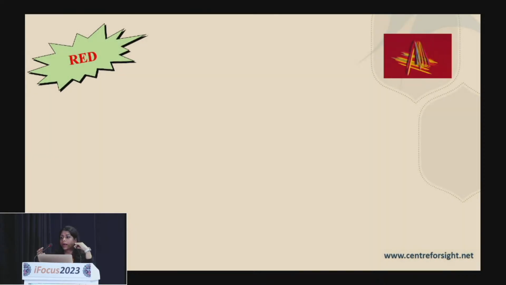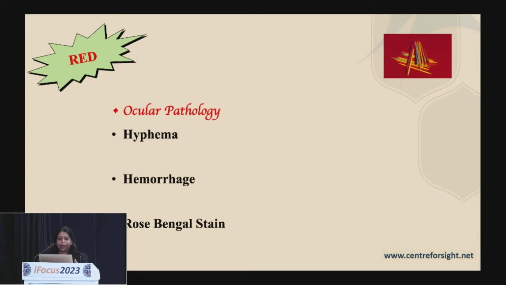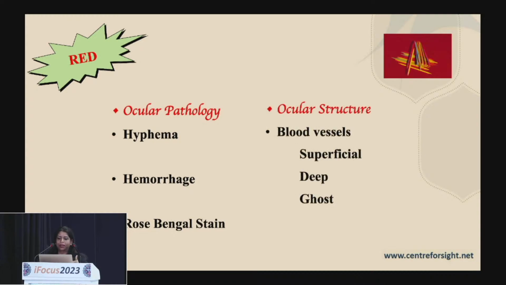Now the red, no rocket science here, because red is where the blood is, right? So you'll remember that, you will not forget. So ocular pathology like hyphema, hemorrhages, rose Bengal stains, and very importantly, blood vessels are drawn with the red color.